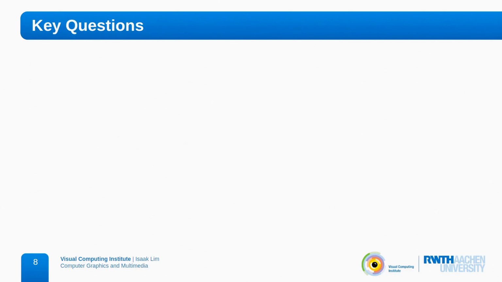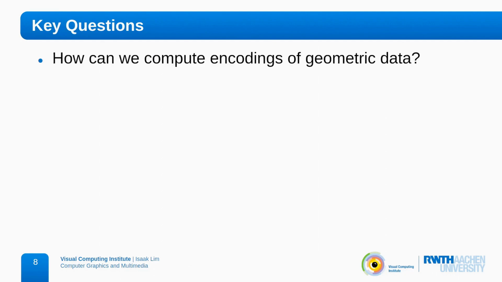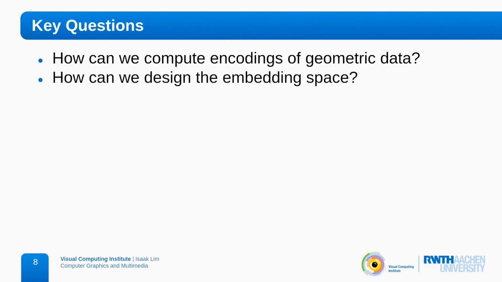Now, in order to implement this machinery with this wide field of applications that it can be used in, we have to answer two questions. First question is, how can we actually compute the encodings of geometric data? Meaning, how do we have to construct our mapping function? How do we have to model the neural network such that it can take geometric data as input and is able to produce an encoding? And the second question that we have to answer is how can we design this embedding space in which the encodings live such that we are able to produce good results?